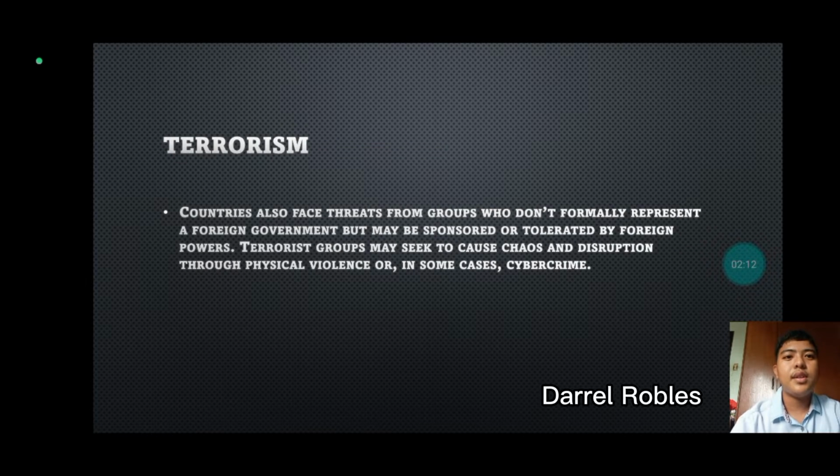Second is terrorism. A country also faces threats from groups who don't formally represent a foreign government but may be sponsored or tolerated by foreign powers. Terrorist groups may seek to cause chaos and disruption through physical violence or, in some cases, cybercrime.